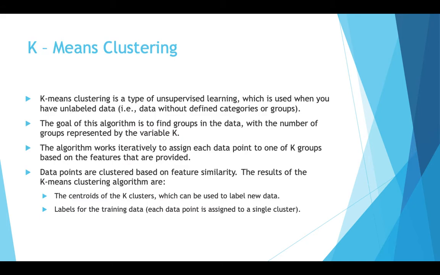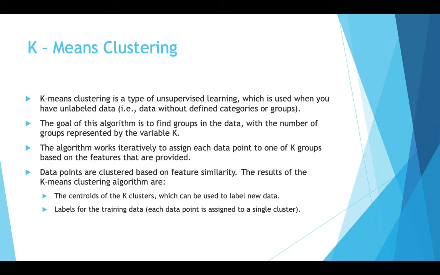So first of all, k-means clustering. K-means clustering is a type of partitional clustering. It is a type of unsupervised learning which is used when you have unlabeled data. The goal of this algorithm is to find groups in the data, with the number of groups represented by the variable k. As I mentioned earlier, k is the number of clusters and you have to choose how many clusters you want.